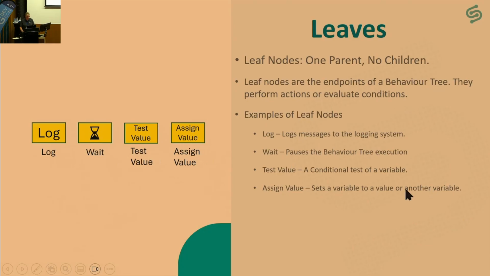Then we have the leaves. These are the ones that do stuff. One parent and no children. Leaf nodes are the endpoints of the tree. They perform the actions or evaluate conditions. These are some typical examples. You've got logging messages, waiting to pause the execution, testing on specific values, and assigning values from one variable to another.